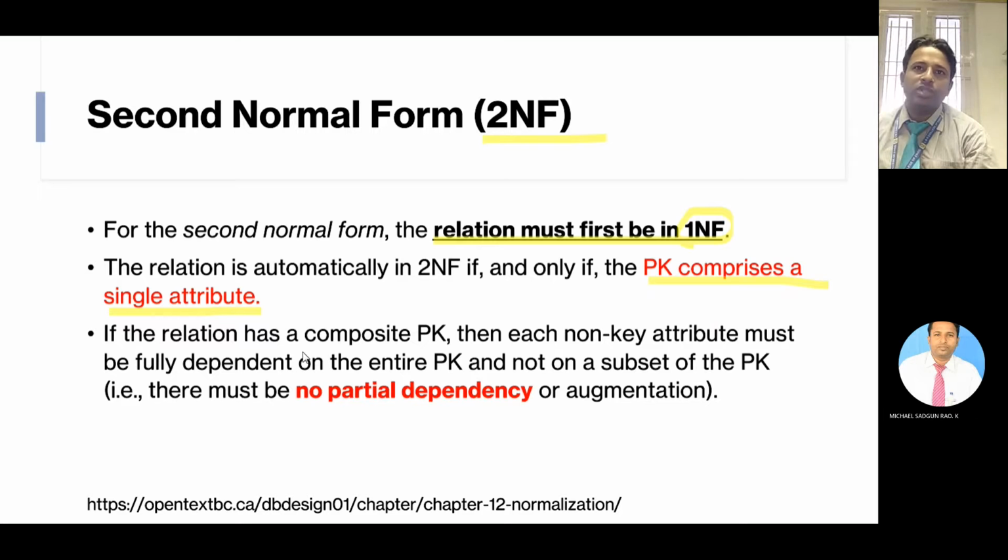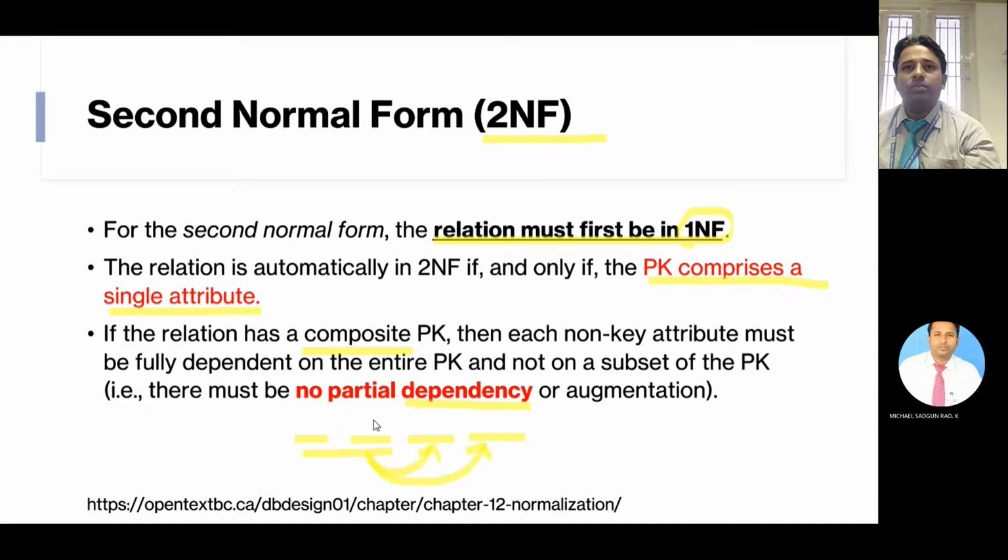Of course, a composite key can also be placed, but what happens is, for suppose 1, 2, 3, 4 columns are there in a table, and the first two are the primary key. Now these first two primary keys should determine the remaining. Determining is nothing but functional dependency.